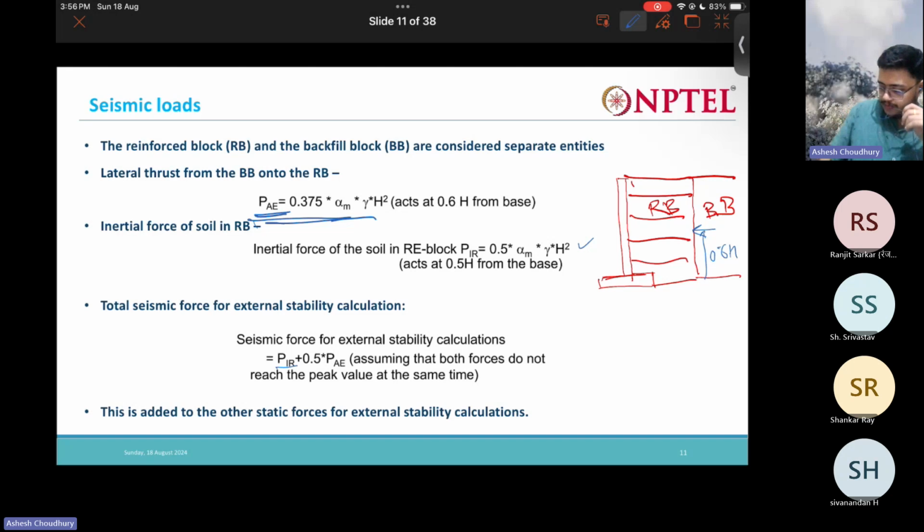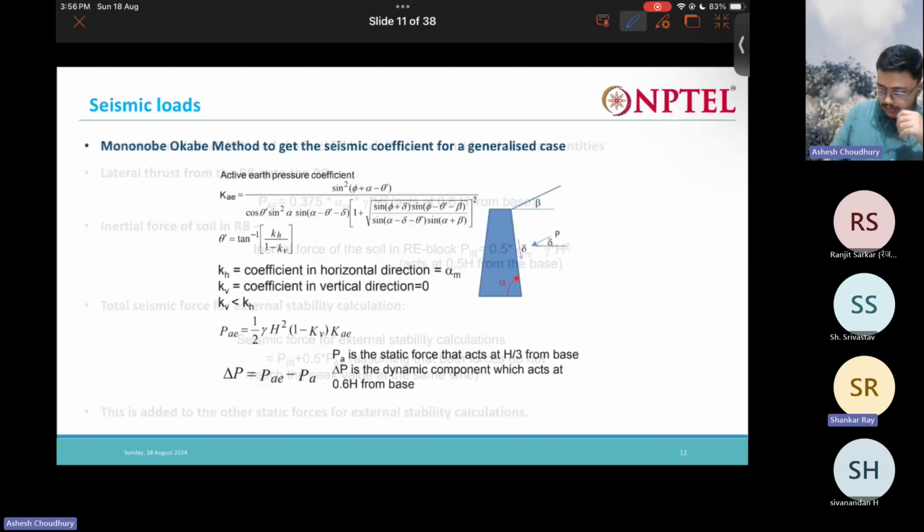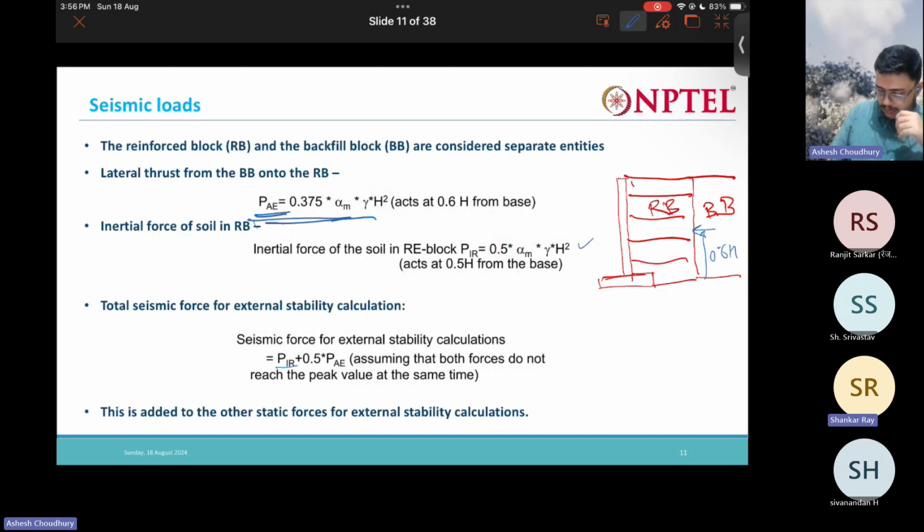Here, the gamma of the reinforced block and the gamma of the backfill block may be the same, or maybe different. You have to consider that accordingly.